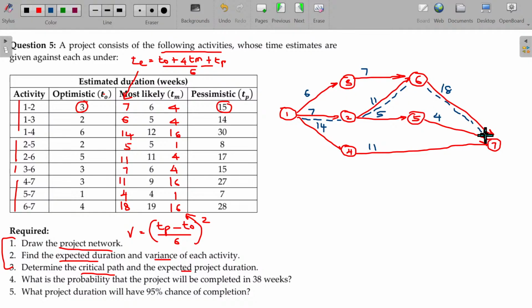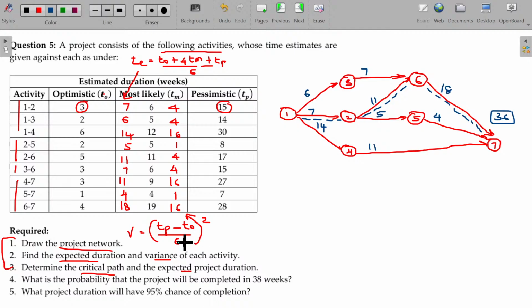In the earlier illustration we calculated for each and every path independently, and then we finalized which is the critical path based on the highest time for completion of the project. So here we already learned that, so I just directly found out the critical path and the project duration also. So 36 is the project duration.